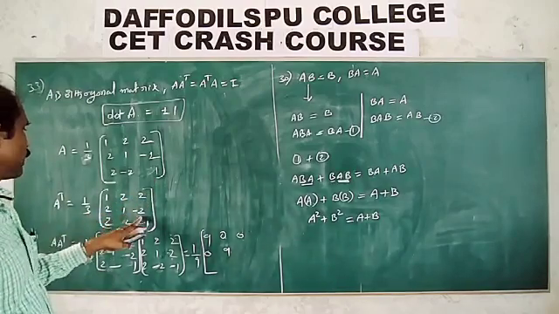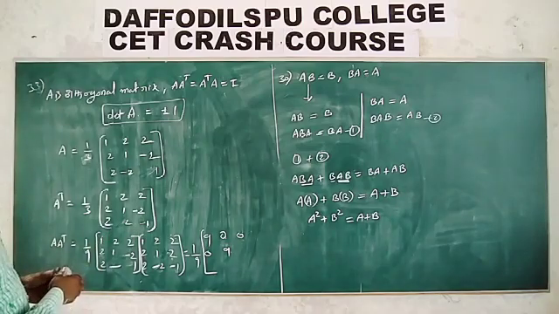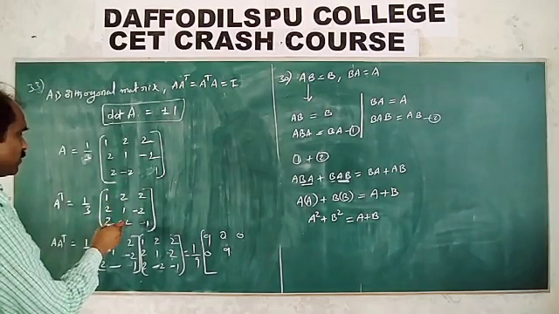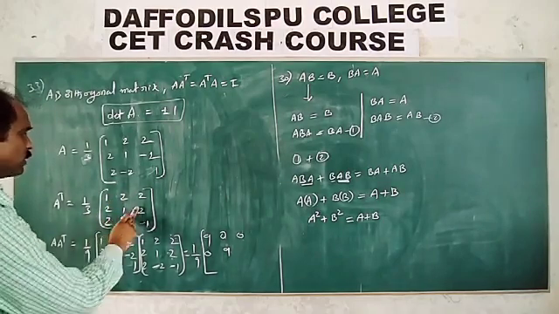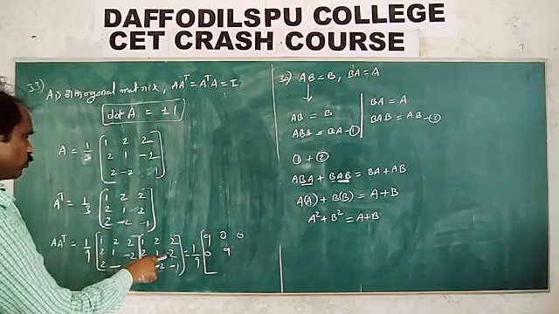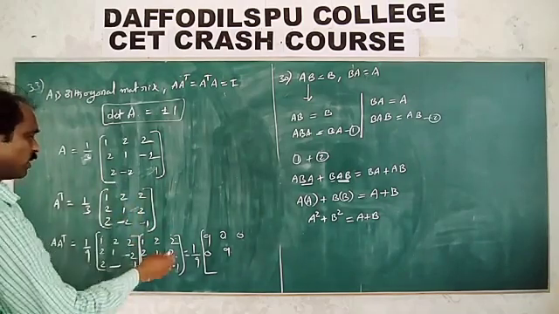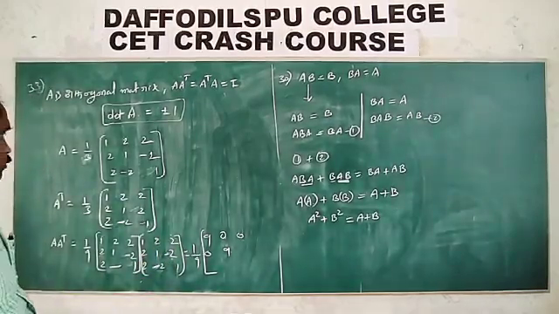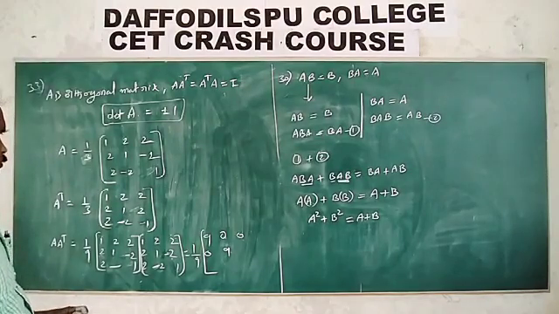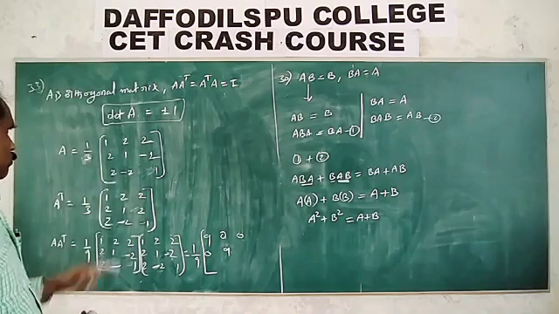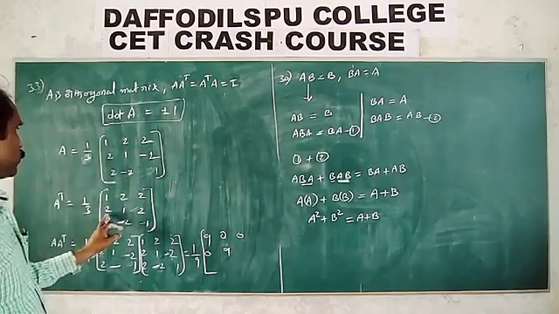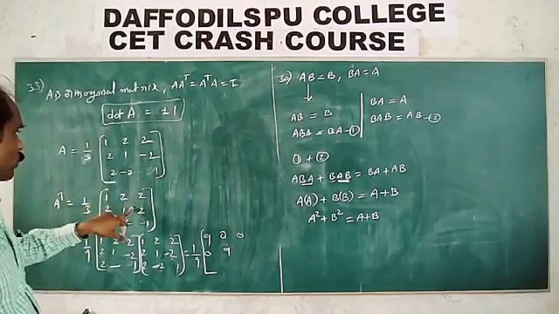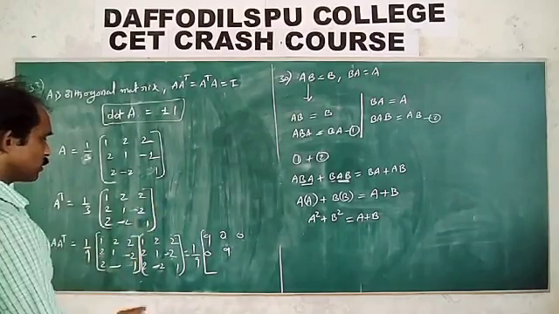1 2 2, 2 1 minus 2. Transpose: 1 2 2, 2 1 minus 2. Okay, right. 2 minus 2 minus 2 1, right. 1 2 2, 2 1 minus 2. Okay, right. Next 2 minus 2 1. This is correct.